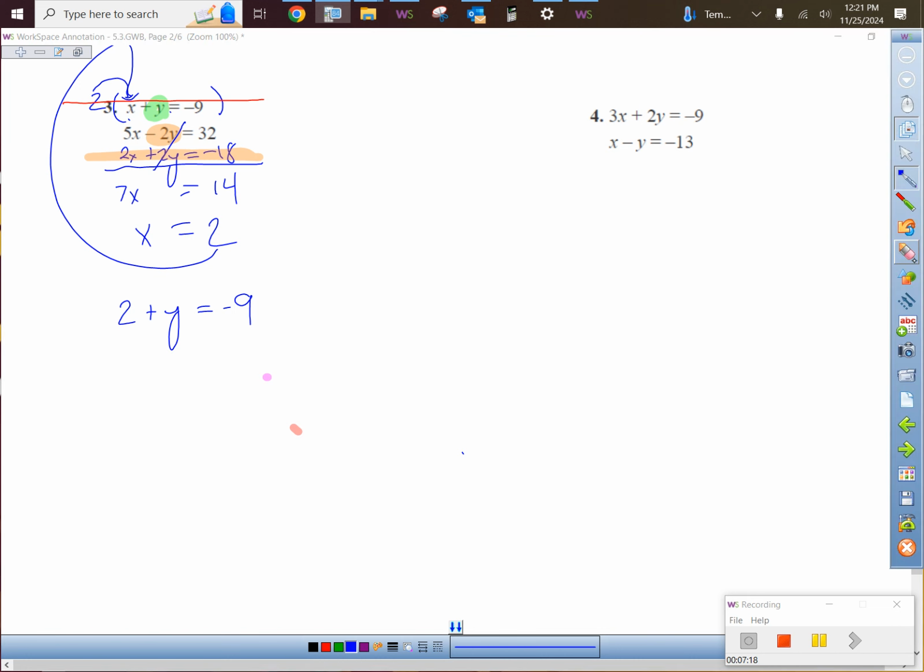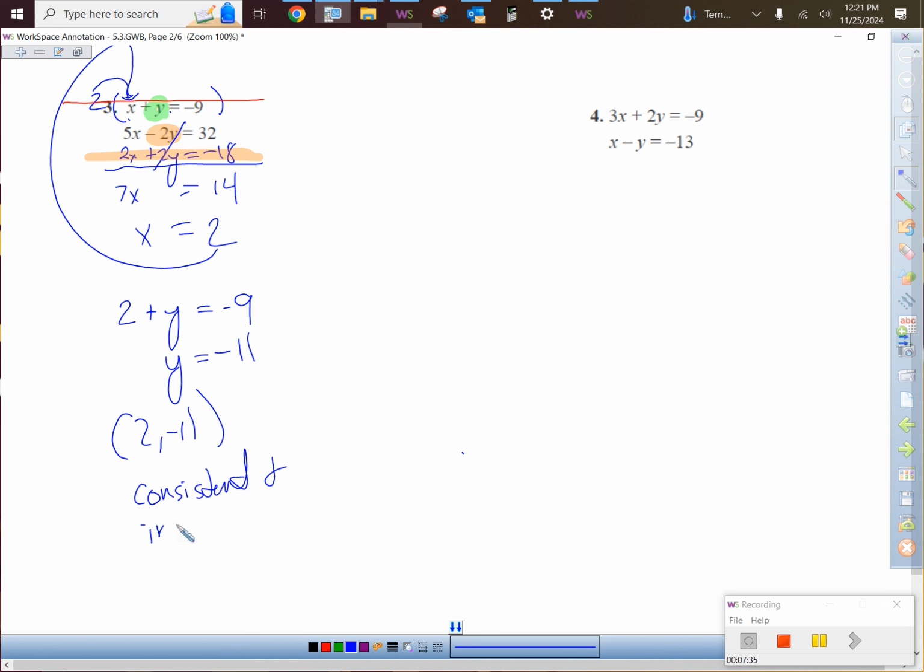And then watch our brain farts. How do I move that 2 over? Subtract it. Negative 9, take away 2 more is negative 11. Ordered pair: 2, negative 11. Consistent because we got an answer, and independent because there's one answer. Nice.